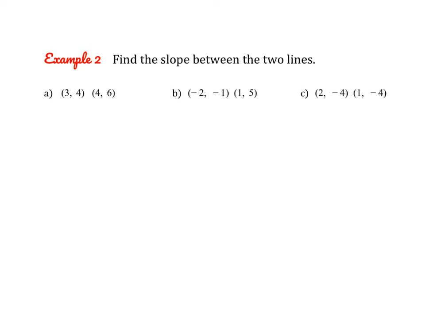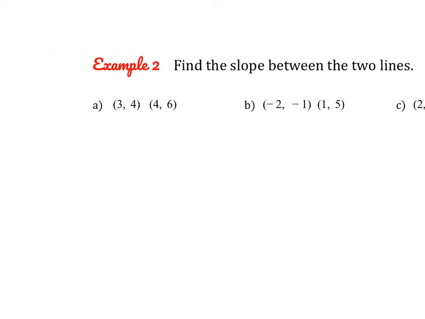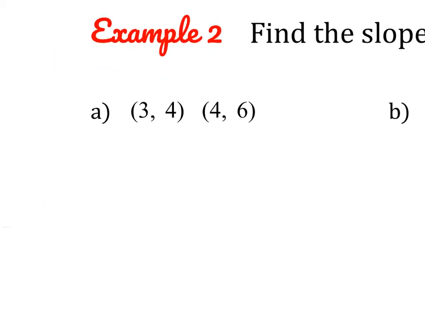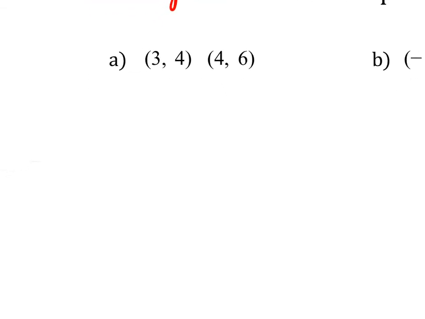All right, so let's see if we can find the slope between these 2 points. For each problem, we're always going to start by writing our slope formula. So I'm going to write y2 minus y1 over x2 minus x1. I would like you to write out the formula every single time.